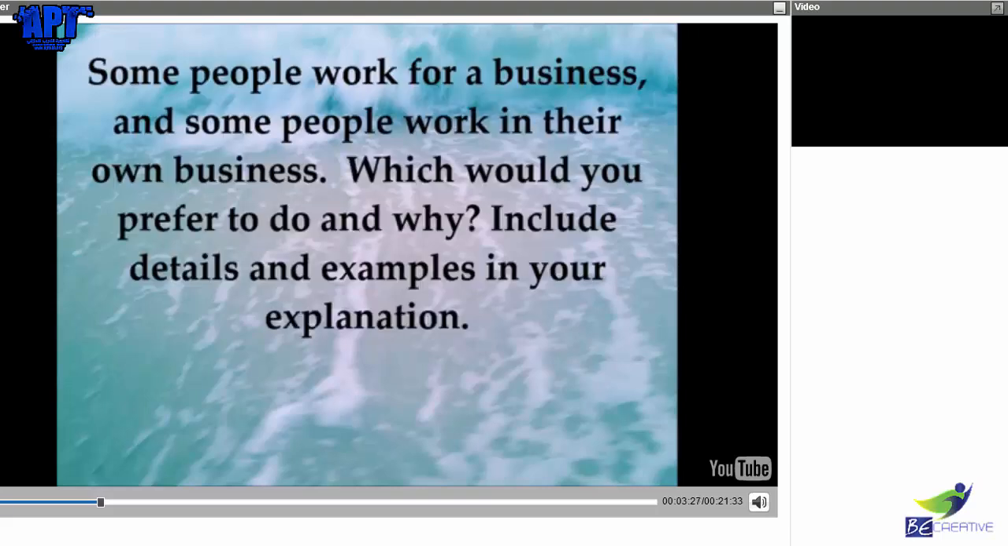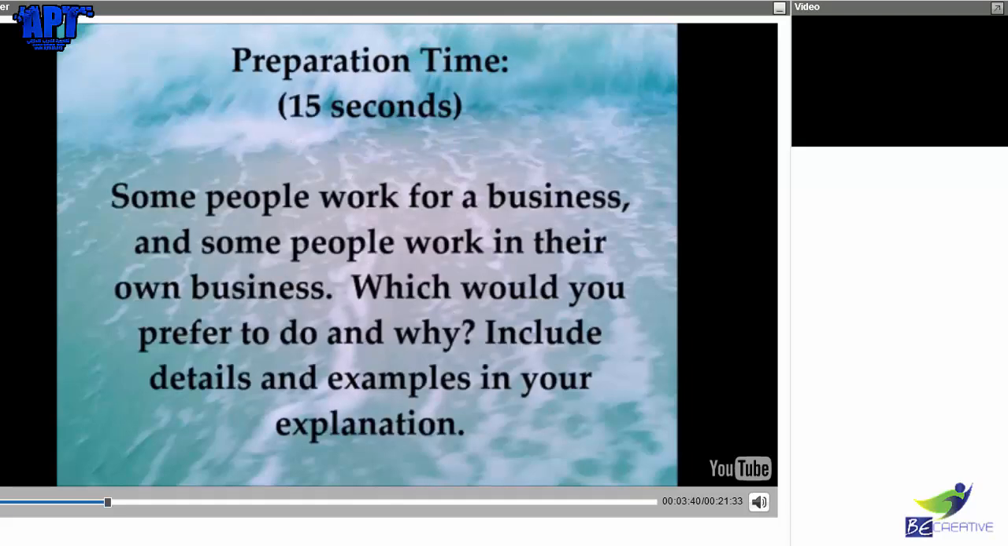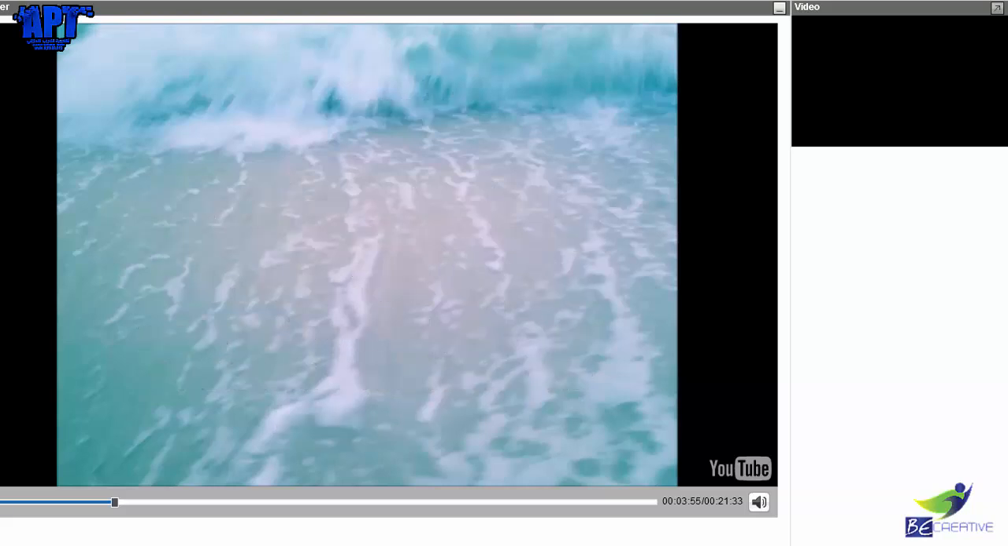Question 2. Some people work for a business, and some people work in their own business. Which would you prefer to do, and why? Include details and examples in your explanation. Please begin speaking after the beep.